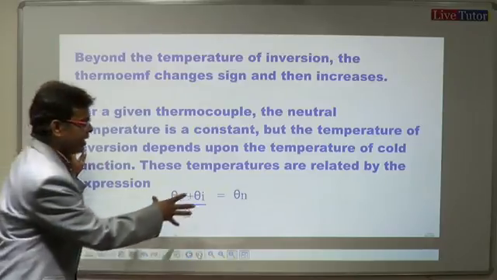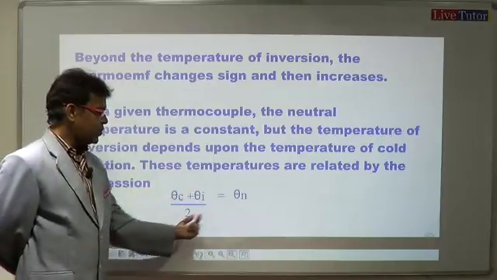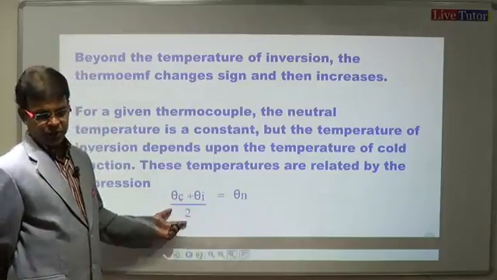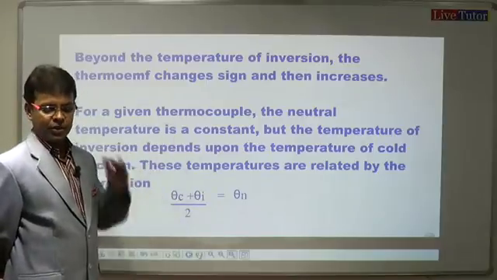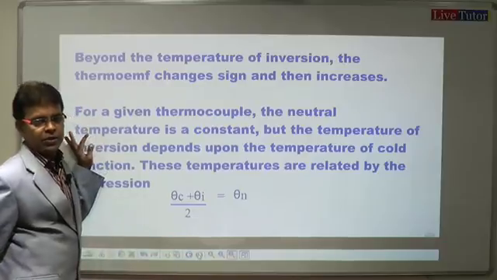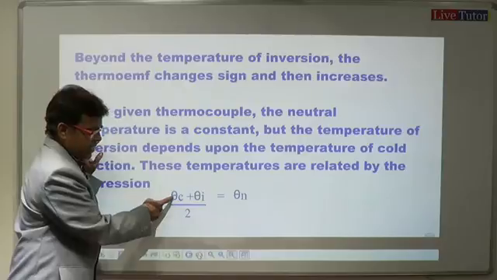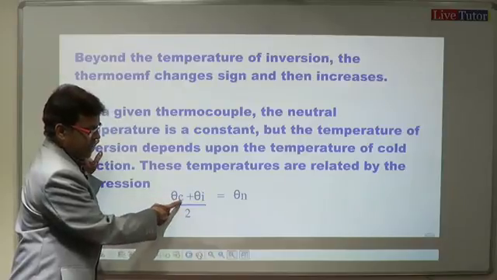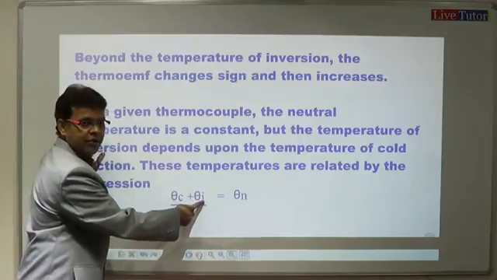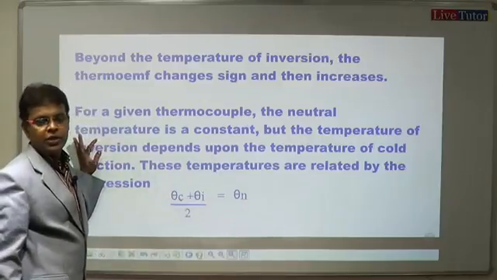ஆனா simply we can relate that. என்ன ரிலேட் பண்றோம் பாருங்க. theta c plus theta I by 2 is equal theta n. இந்த ஃபார்முலா ஞாபகம் வச்சுக்கோங்க. ஏற்கனவே ஒரு ஃபார்முலா பார்த்தோம். what is that? v is equal alpha theta plus half beta theta square பார்த்தோம் இல்லையா? அதே மாதிரி இங்க ஒரு relationship. what is that? theta c temperature of cold junction plus temperature of inversion divided by 2 will be equal to temperature of, that is neutral temperature.